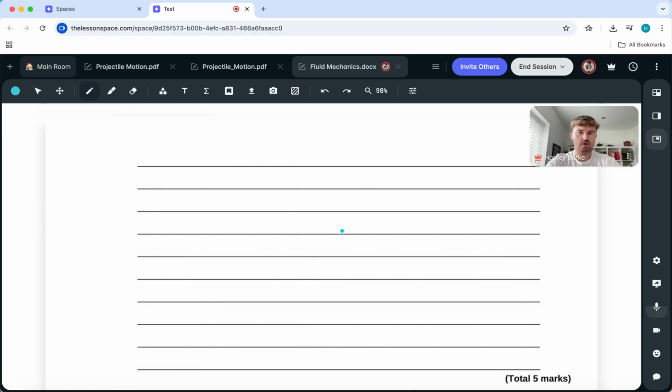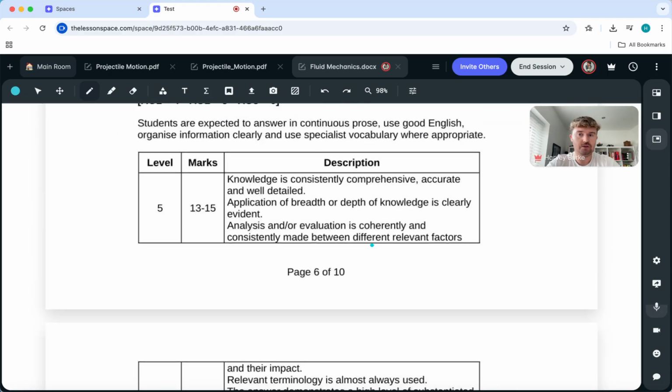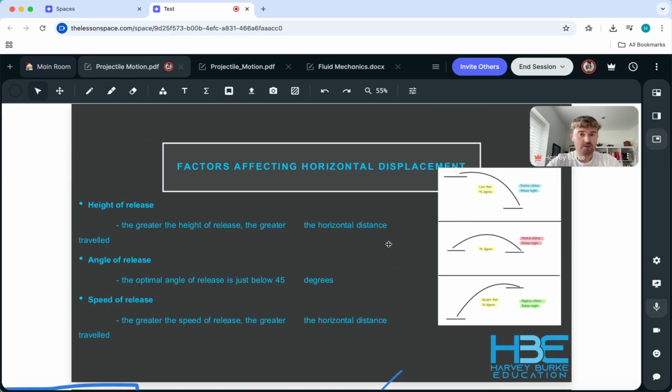So let's have a look at that question. Describe a cyclist's use of the Bernoulli effect to increase his speed. Let's see how the answer compares to the mark scheme. So firstly, the body forms an aerofoil shape, so always throw that phrase in. Air travels further under the cyclist, so it travels faster under the cyclist at a lower pressure under the cyclist. Air always travels from high to low pressure, and this time it creates a downforce. So that's the Bernoulli principle all done.